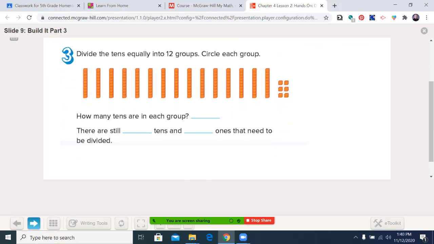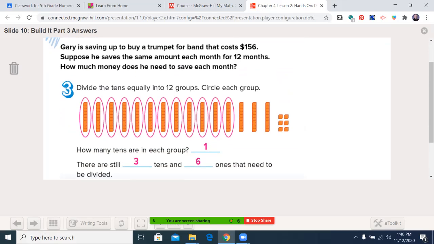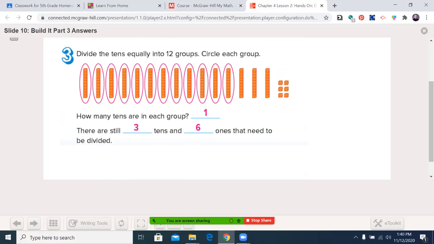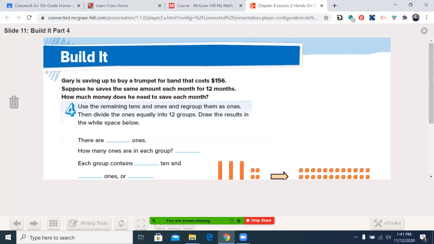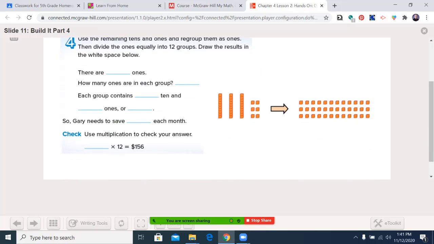And I'm going to let it do it for me. Your eyes will thank you versus my penmanship. And you can see that we circled 12 groups. How many tens were in each of these 12 groups? Well, there's 1. So I put a 1 there. How many tens are left over? 3. And then there were 6 ones. 1, 2, 3, 4, 5, 6. It's 6 left over. So that is step 1 of our division. This is all written down. Let's move forward. Step 4.